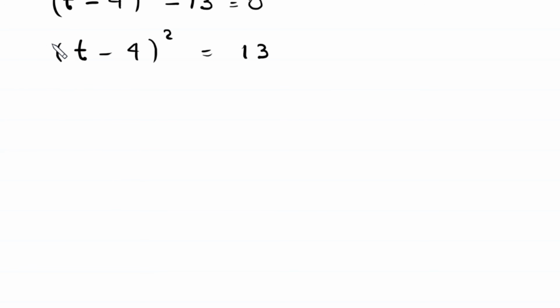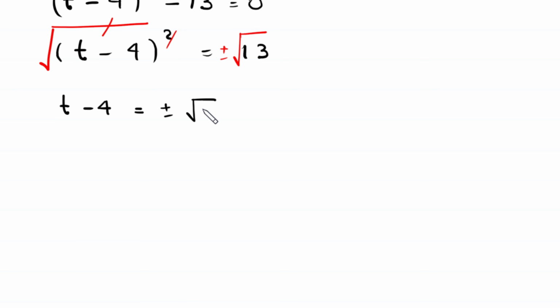Now we take a square root of both sides. So this square will be cancelled out with the square root. We are left with t minus 4 equal to plus minus root 13. Move this negative 4 to the right hand side. This will become t is equal to 4 plus minus root 13.